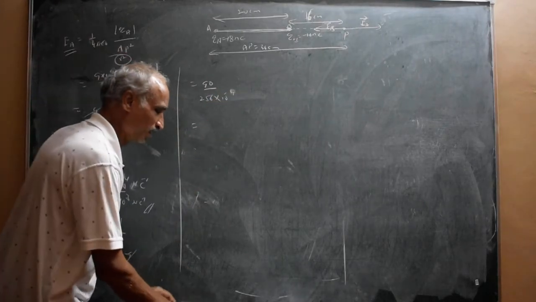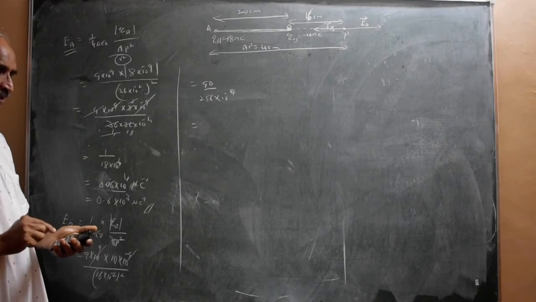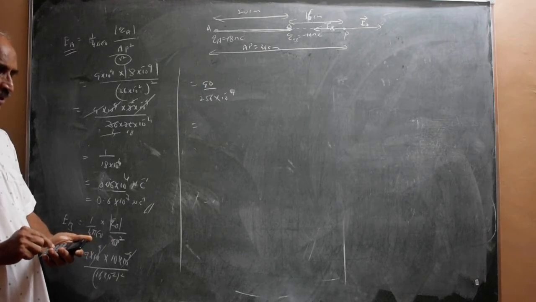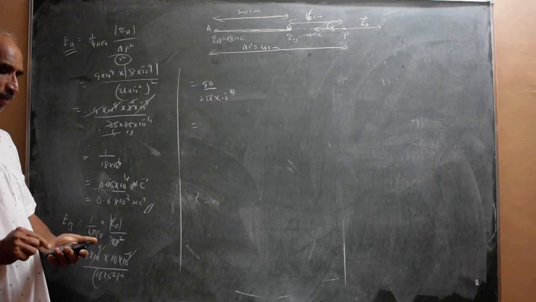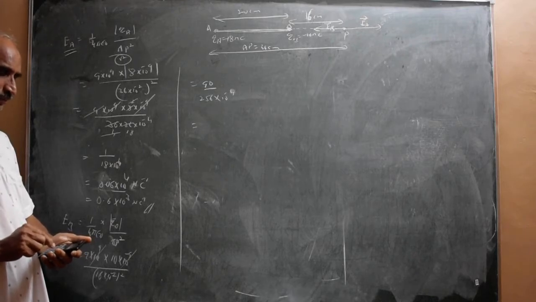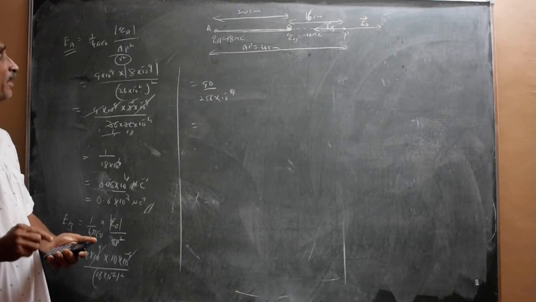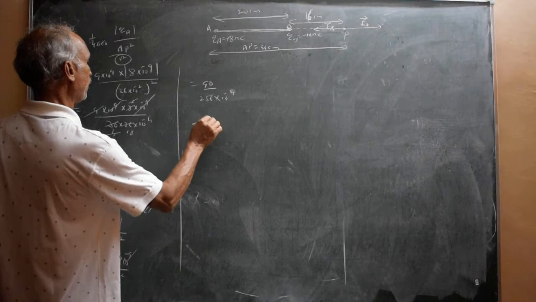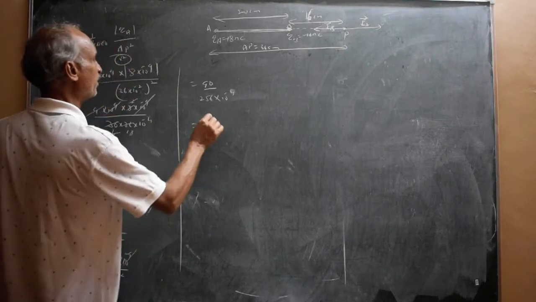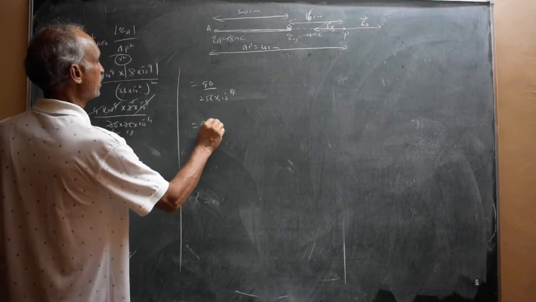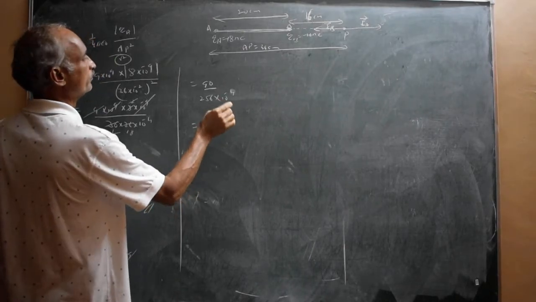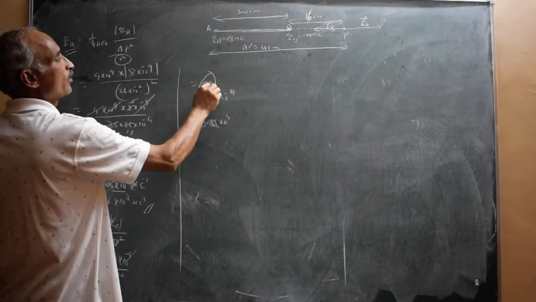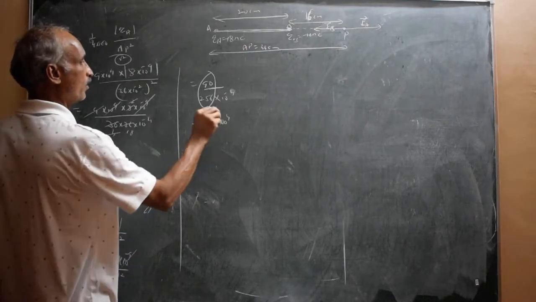Now 90 upon 256, you can use the calculator. During the theory examination you can use calculators, but not allowed in CET. 90 upon 256 is equal to 0.35. Minus 4 is taken to the numerator, it is plus 4, 10 to the power of plus 4.